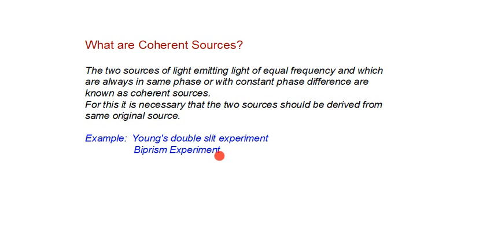In Young's double slit experiment, the two sources are derived from the one original source by using the two parallel slits. In biprism experiment also, the virtual sources are derived from the single original source. Hence, they are coherent sources.